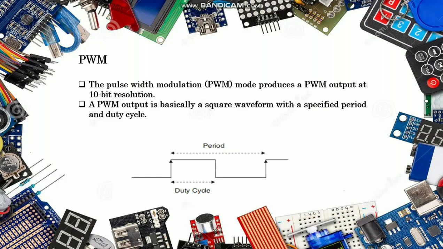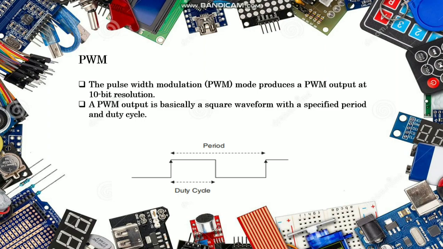Moving on to PWM content in our PIC18 microchip. PWM is pulse width modulation. Pulse width modulation mode produces a PWM output at 10-bit resolution. PWM output is basically a square waveform with a specified period and duty cycle.